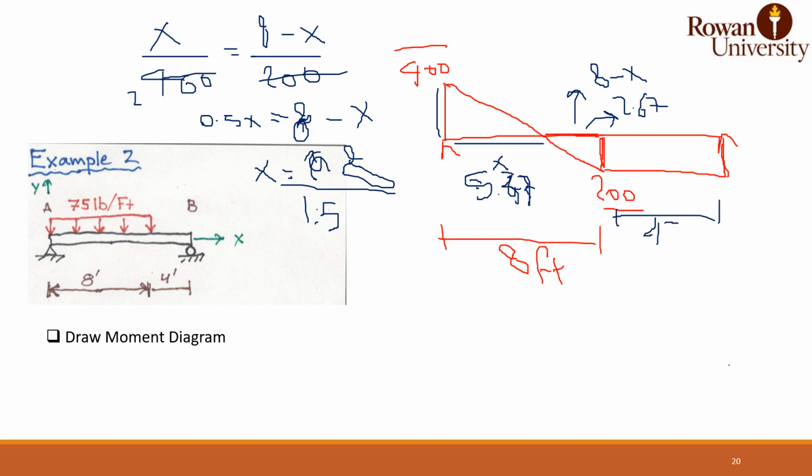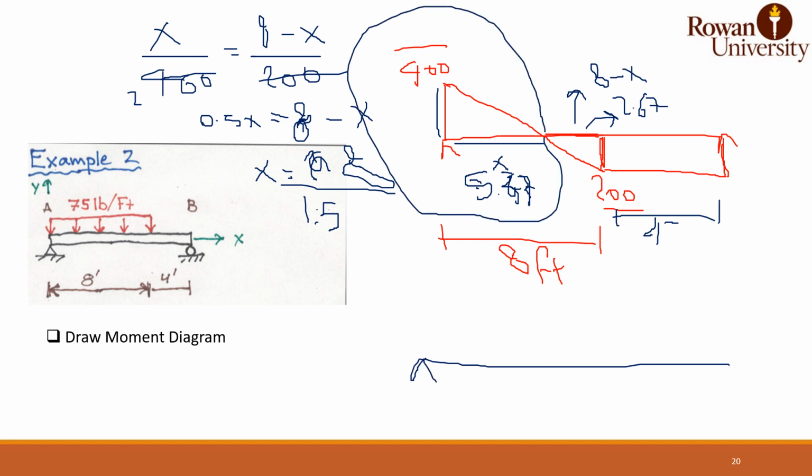To draw the bending moment diagram now, this is going to be the left side, so it's going to be the area of 400 times half, because it's triangular, times the distance 5.33. So 5.33 times 400 times half will give me a moment at this point of 10.67.